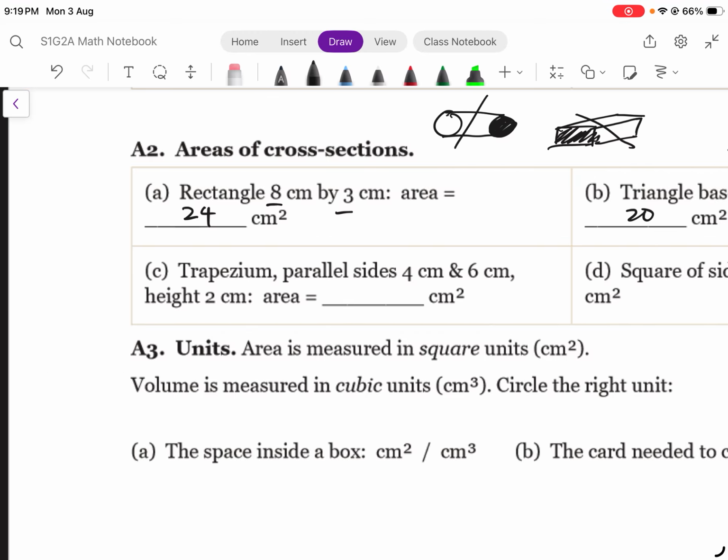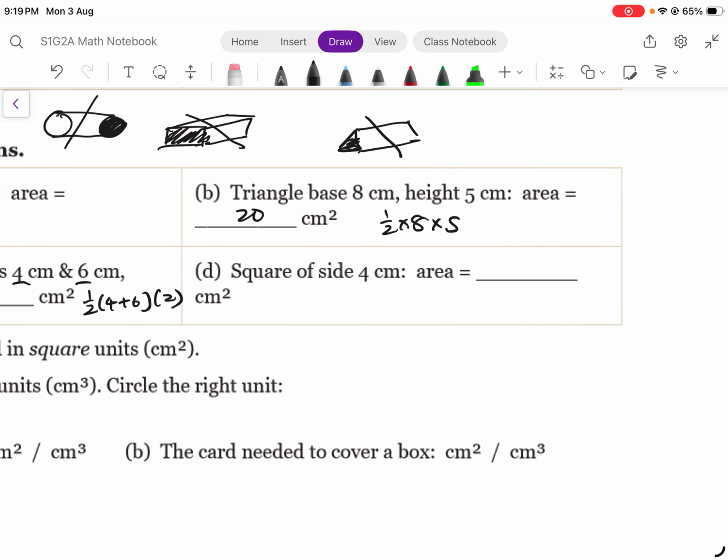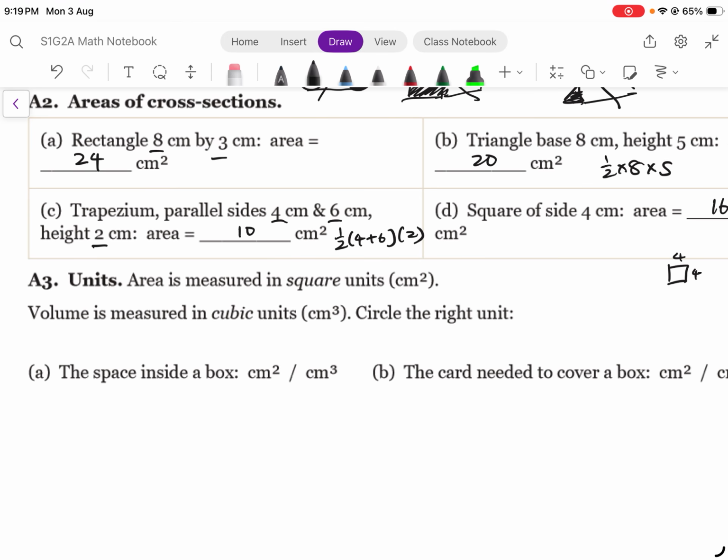What if your cross-sectional area is a trapezium, parallel sides 4 and 6, height 2? We know the area is half times 4 plus 6 times 2, so we get 10 cm square. Then we have the last one, a square of 4 sides, 16. Take note, area is measured in unit square, cm square.